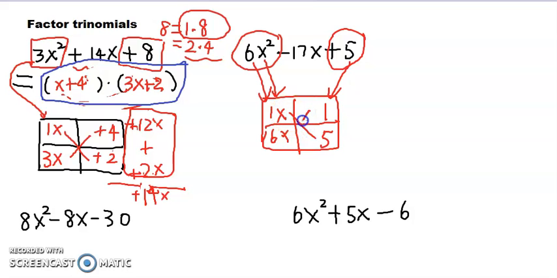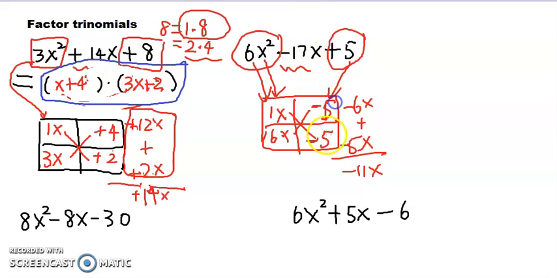And when you cross multiply, as you can see, it doesn't work. Because 1x times 5 is 5x, and 6x times 1 is 6x. When you combine them, you're going to get an 11x. You're not going to get negative 17. In fact, we should check negative numbers, because if you want to get a negative, then you have to have negatives. Instead of positive 1 and positive 5, we should have negative 1, negative 5. But again, negative 5 plus negative 6 will give us negative 11x. It's not going to get us negative 17.